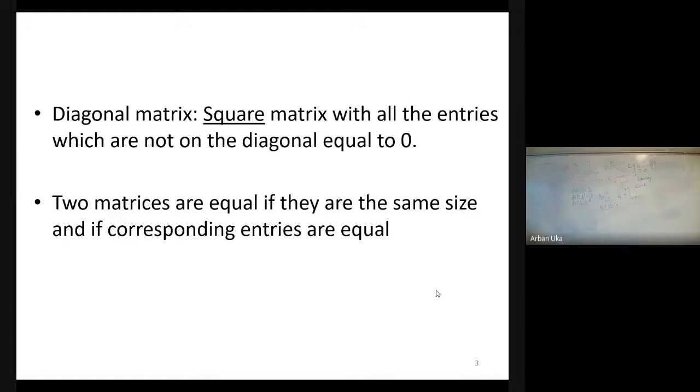Okay, thanks. So we defined on the board what the diagonal matrix was. A diagonal matrix is a square matrix with all entries which are not on the diagonal equal to 0. Then we can also determine that two matrices are equal only when they are the same size and all the entries, all the numbers, are equal to each other. So two matrices that have different dimensions cannot be considered to be equal at all.